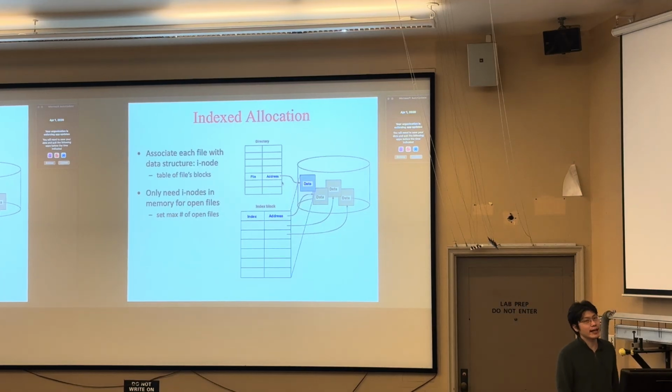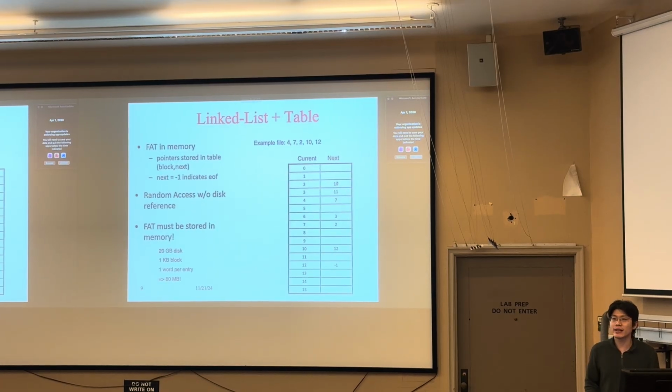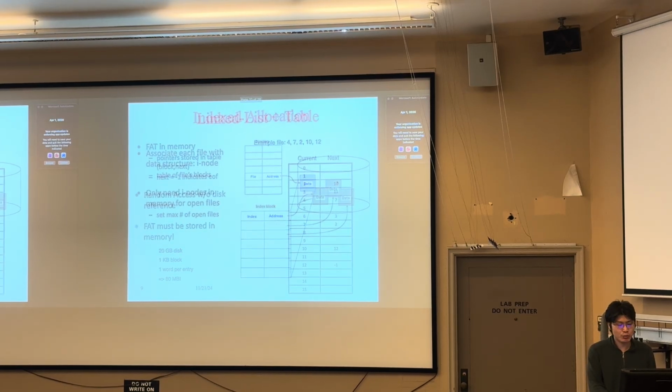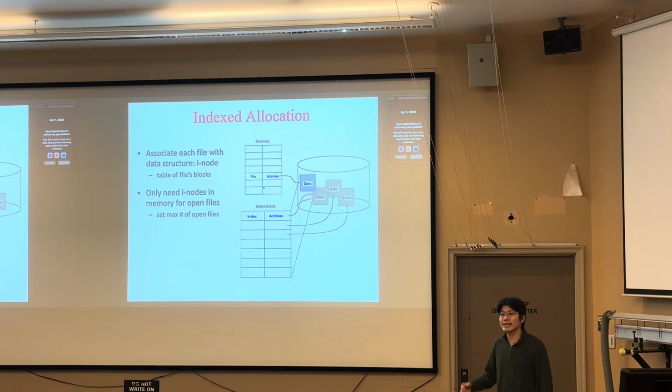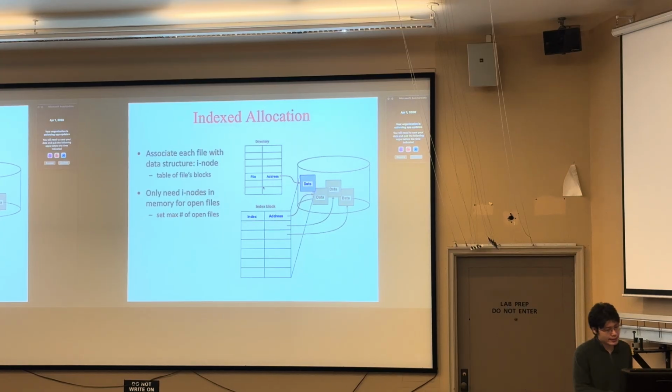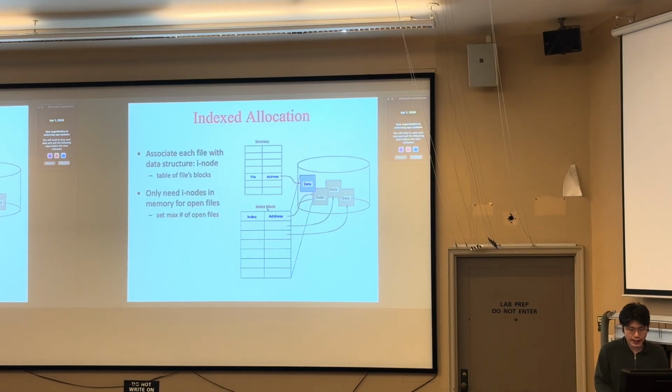So it's essentially splitting this huge table recording the linked list of data blocks into per file linked lists, so that you can dynamically decide which of these tables need to be loaded in memory. So it reduces the amount of memory that's needed for open files. You only need to set a maximum number of open files.